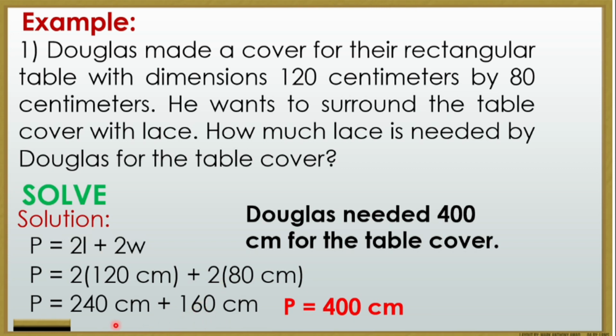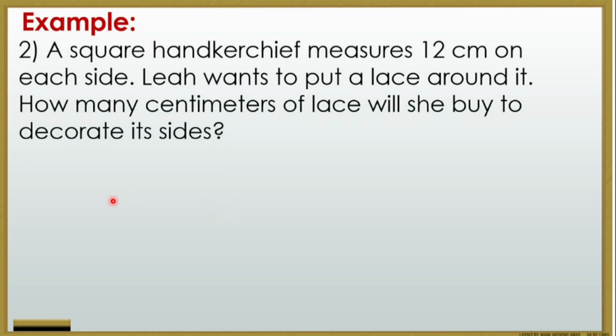And add it together, 240 centimeter plus 160 centimeter is equal to 400 centimeter. Don't forget to attach the unit of measurement. So therefore, Douglas needed 400 centimeter for the table cover. And then let's proceed to example number 2.